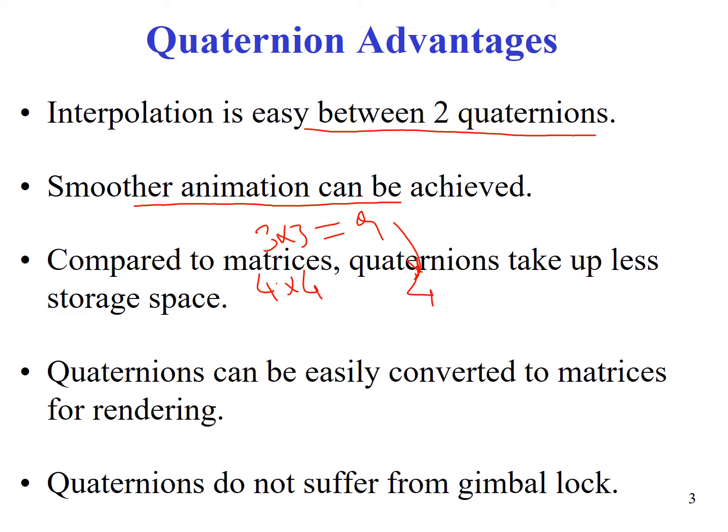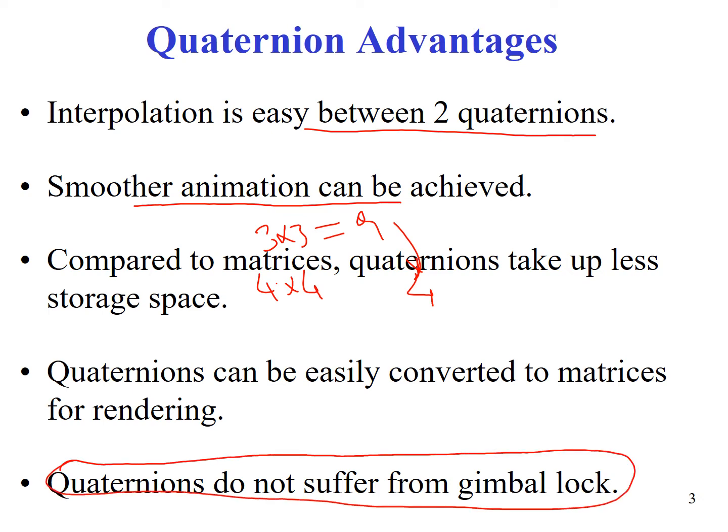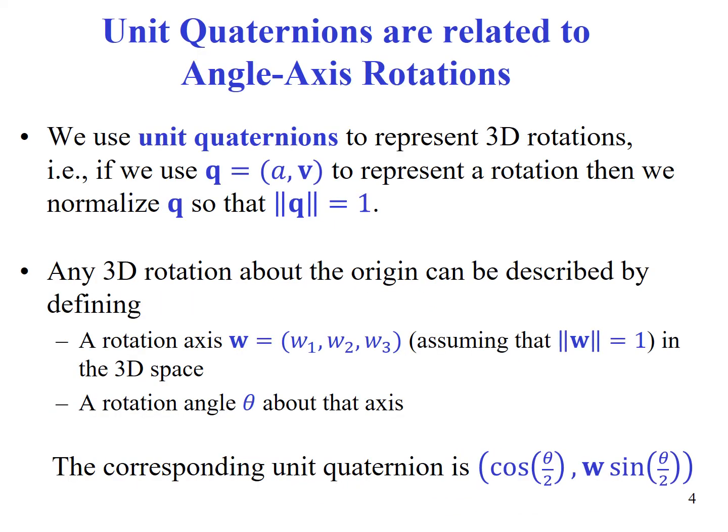Quaternions can be easily converted to matrices for rendering. And most importantly, quaternions do not suffer from the gimbal lock problem. So this is a solution to the gimbal lock problem. We use unit quaternions to represent 3D rotations. That is, if we use q is equal to (a, v) to represent a rotation, then we normalize q so that the magnitude of q is equal to 1.